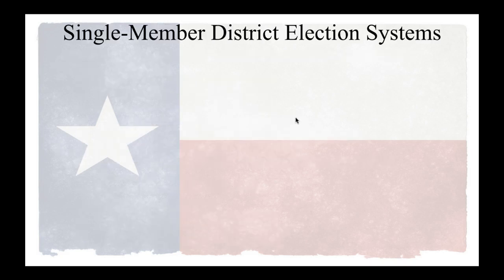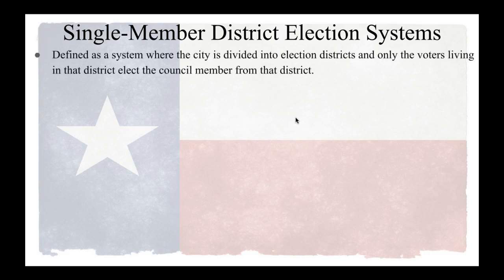And then we move on to what is known as a single-member district. A single-member district can be defined as a system where the city is divided into election districts, and only the voters living in that district elect the council member from that district. And so it might sound a little bit more complex than it actually is, but it's not.